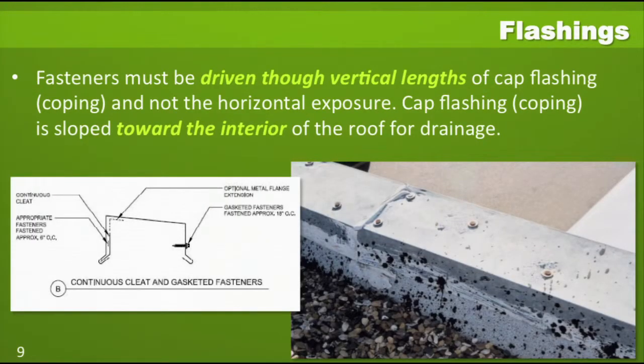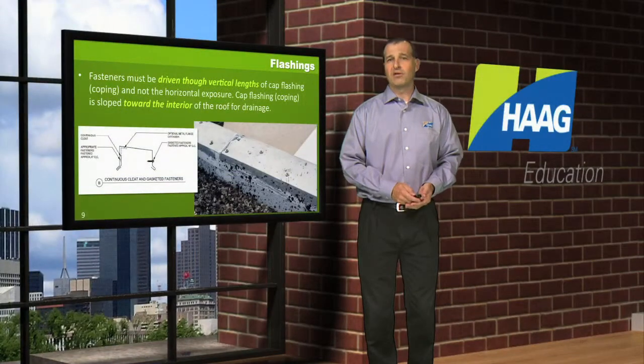On top of the parapets, we've got the metal coping. To make that coping as watertight as possible, the fasteners should be installed through the vertical portions as shown in the detailed drawing on the left, and not how it's done in the photograph on the right where there's several fasteners through the top of the coping. Another way to improve the water shedding performance of the coping is to have some slope on it. It should slope inward to the inside of the roof, where then the water will be handled by the normal roof drainage characteristics.